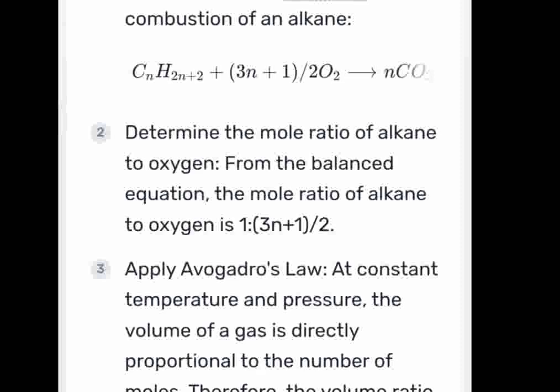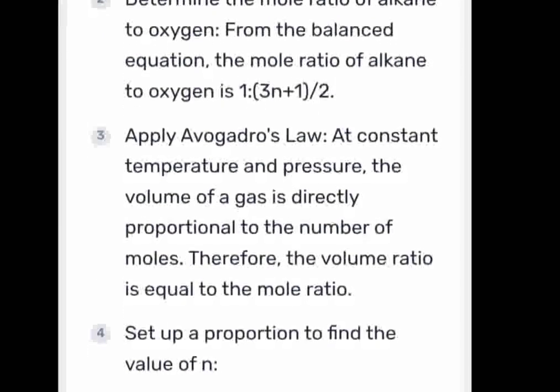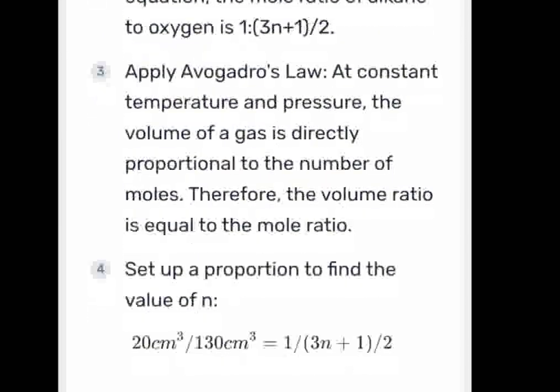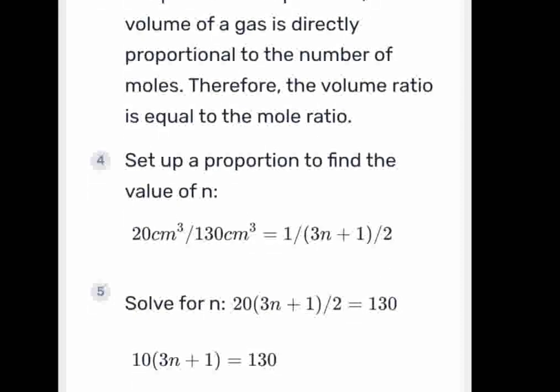We wrote the equation. Now you need to determine the mole ratio of alkane to oxygen. From the balanced equation, the mole ratio of alkane to oxygen is 1 to (3n+1)/2. We will apply Avogadro's law here, and then set up the proportion we need to find: 20 cm³ to 130, and 1 to (3n+1)/2.